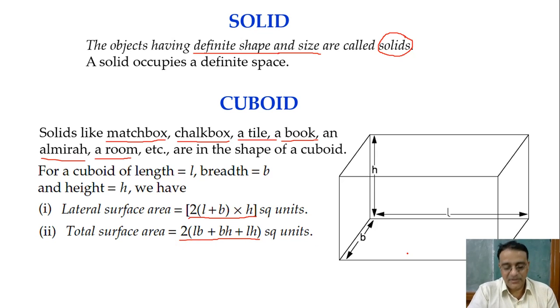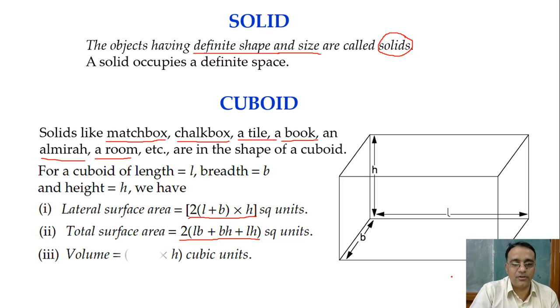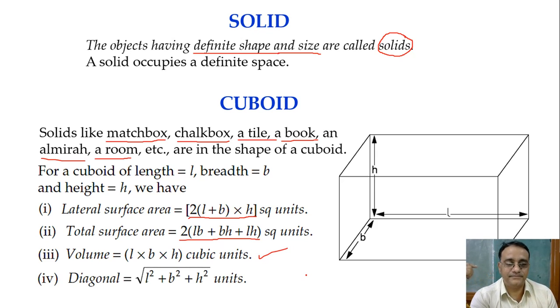No, sir. Okay. Now the third formula, volume. What is the volume of cuboid? L into B into H. Very good. And the unit of volume is cubic units. Now, before moving to another type of solid, the diagonal of cuboid is given by this formula: root over L square plus B square plus H square. This is the formula for diagonal of cuboid.